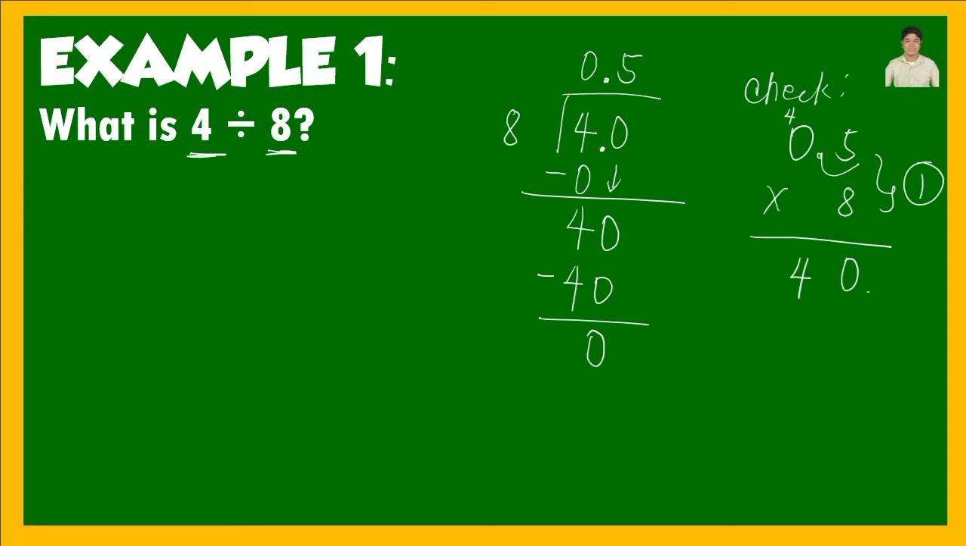So, mag-move tayo ng decimal point to the left. Isa lang po. 1. So, ayan. Mapapansin po natin, magiging 4.0 or simply 4. So, therefore, our answer is 0.5. Okay, as you can see, in decimal form siya, kahit na dalawang whole numbers yung pinag-divide natin.